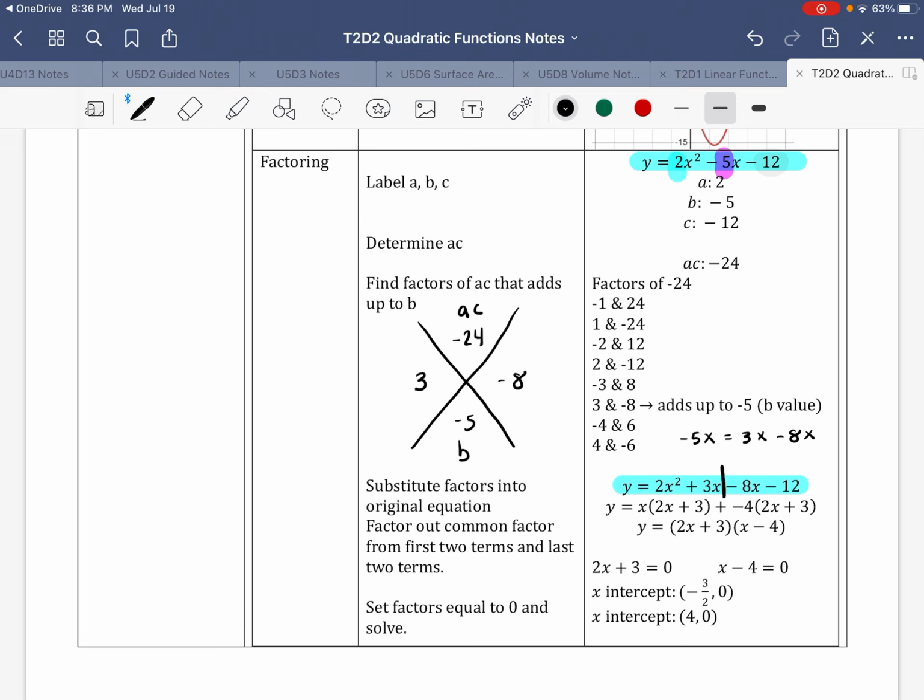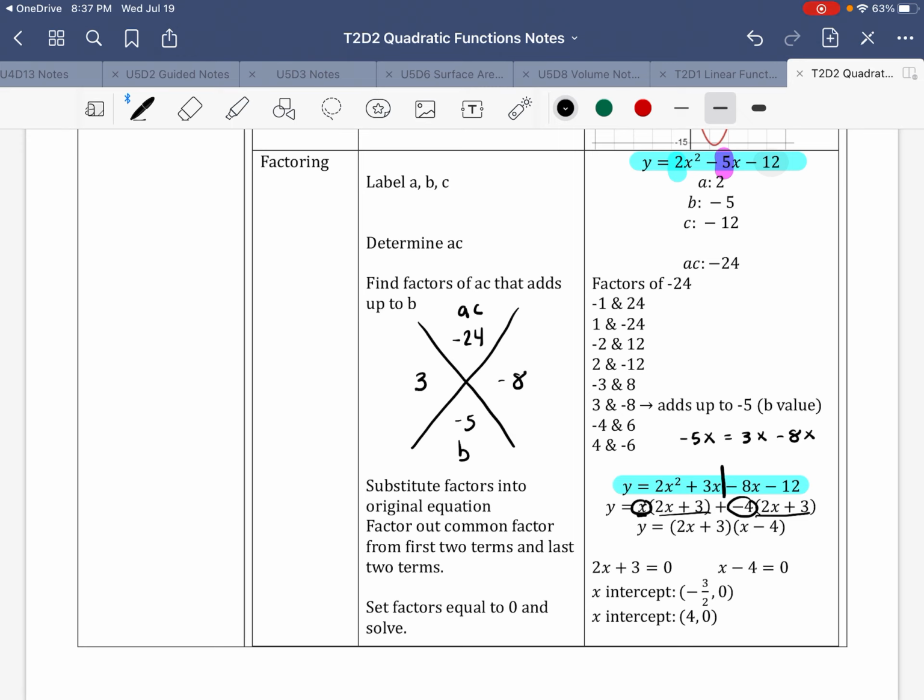And then we're going to cut it in half. So looking at the first two terms, they have an x in common, so I factored out that x, and I have 2x plus 3. And then in the second half, I can factor out a negative 4, which leaves me with 2x plus 3. And then that 2x plus 3 and the 2x plus 3 can get factored out, leaving us with an x minus 4. So we have it now in this factored form, y equals the quantity 2x plus 3 times the quantity x minus 4. We set those individually equal to 0, and then solve.